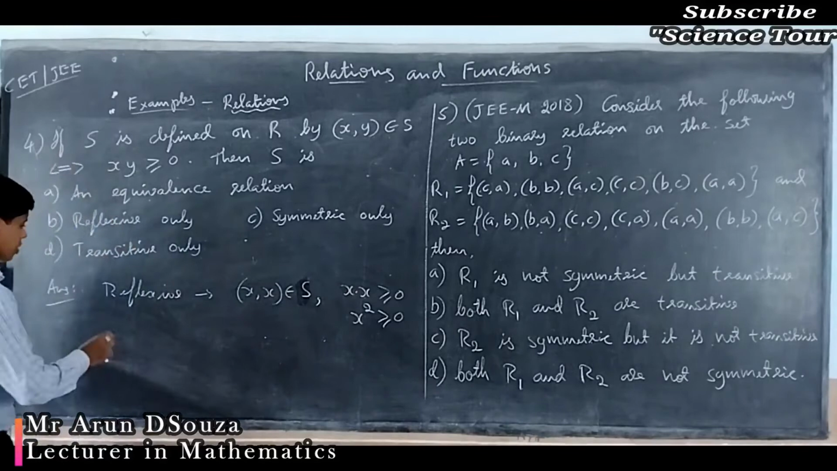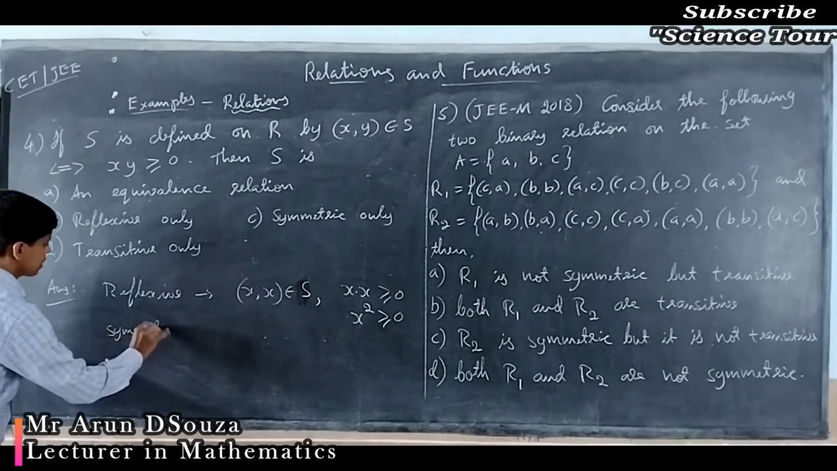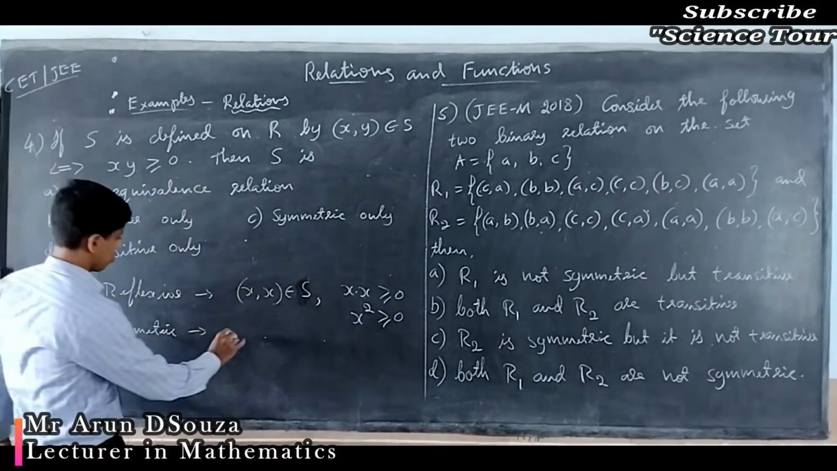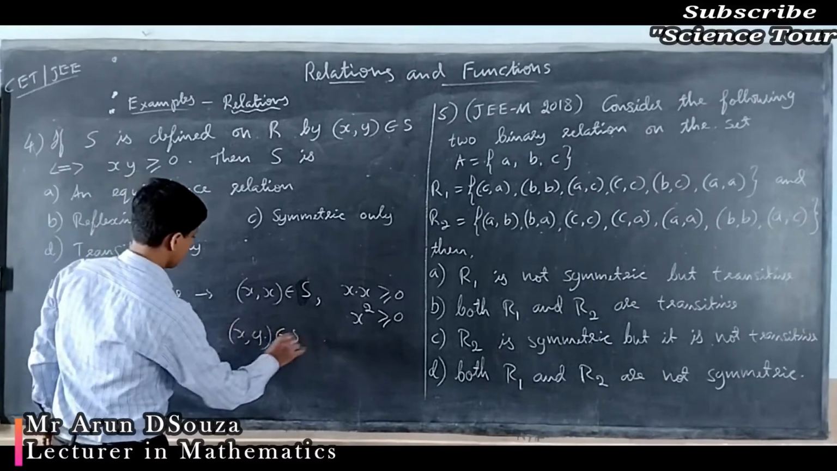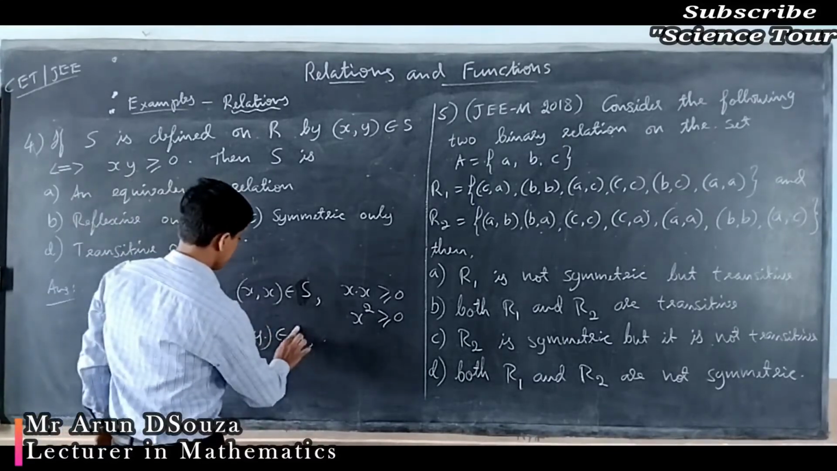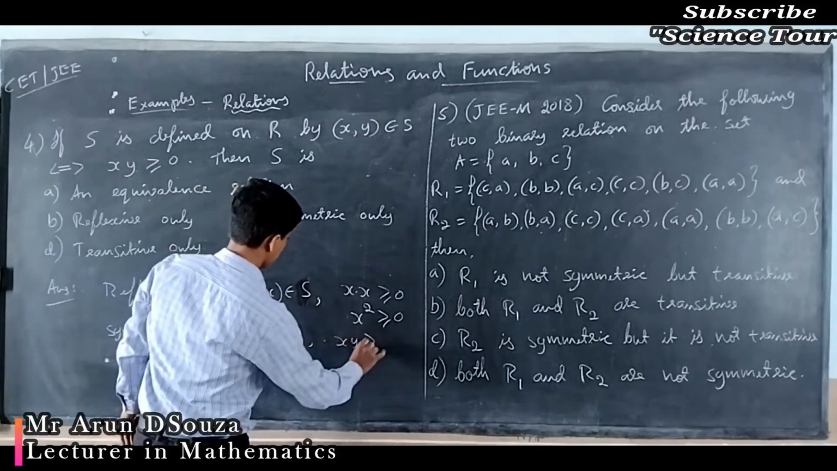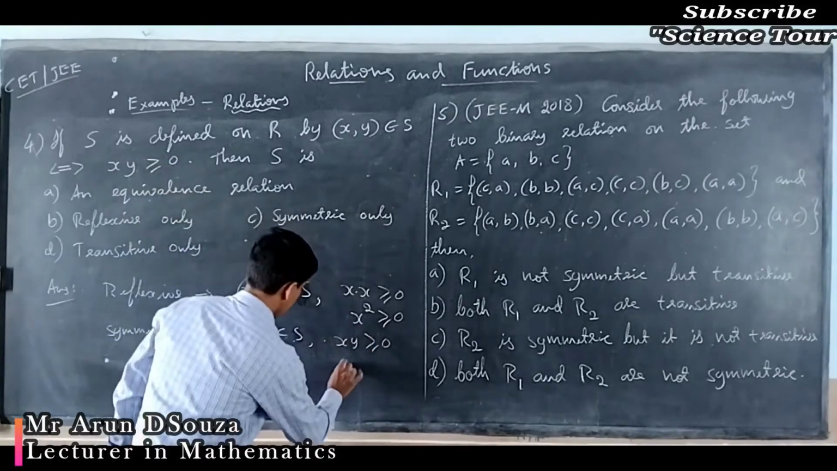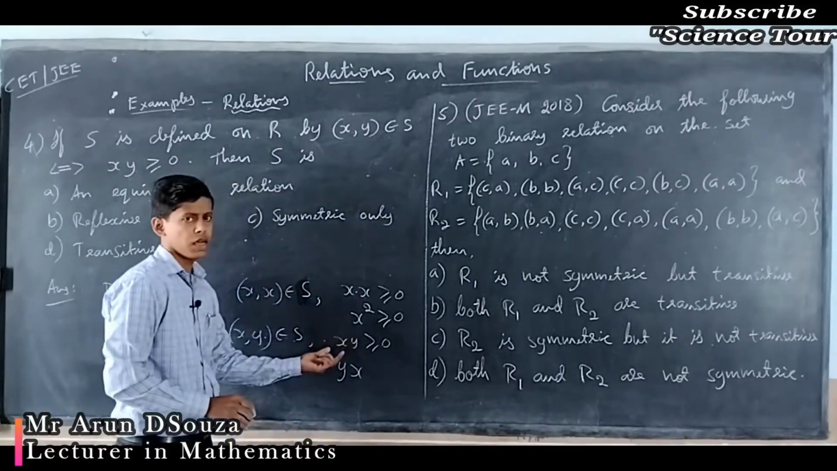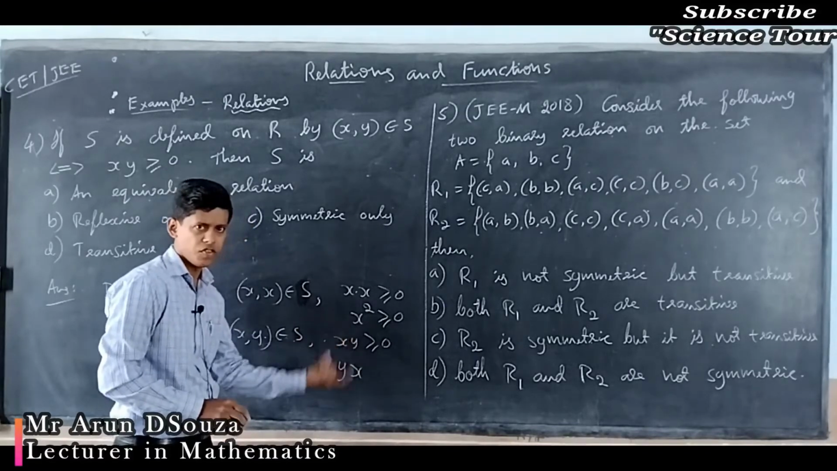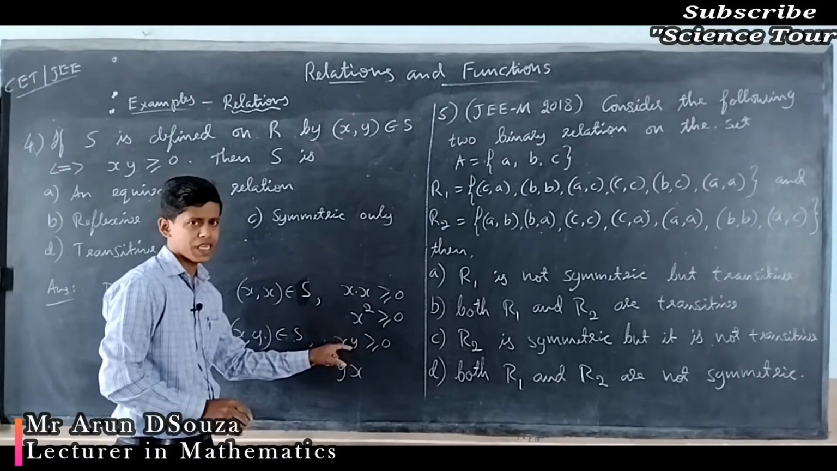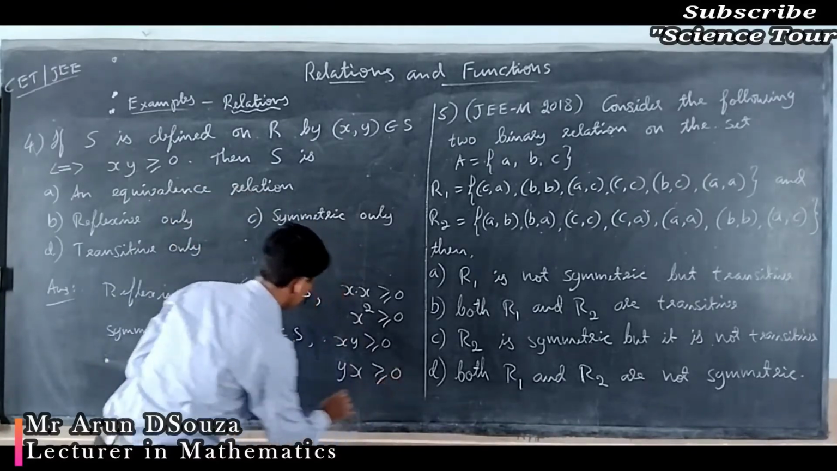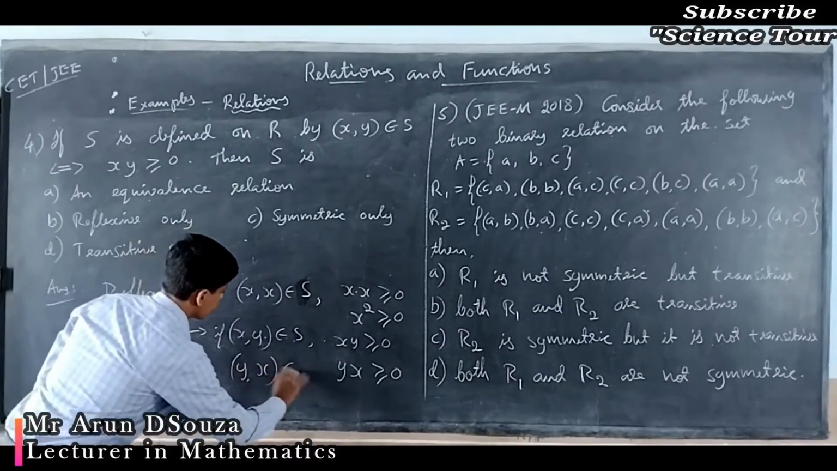Now what about symmetric? Is it symmetric? Look at this. If (x, y) belongs to the relation, then what does that imply? xy is greater than or equal to 0. Now if xy is greater than or equal to 0, what about yx? xy and yx are the same, they are not different. You are just changing their position. When you have multiplication, you can write in any order, a into b, b into a, same, doesn't matter. So that is also positive. Obviously (y, x) also belongs to S.